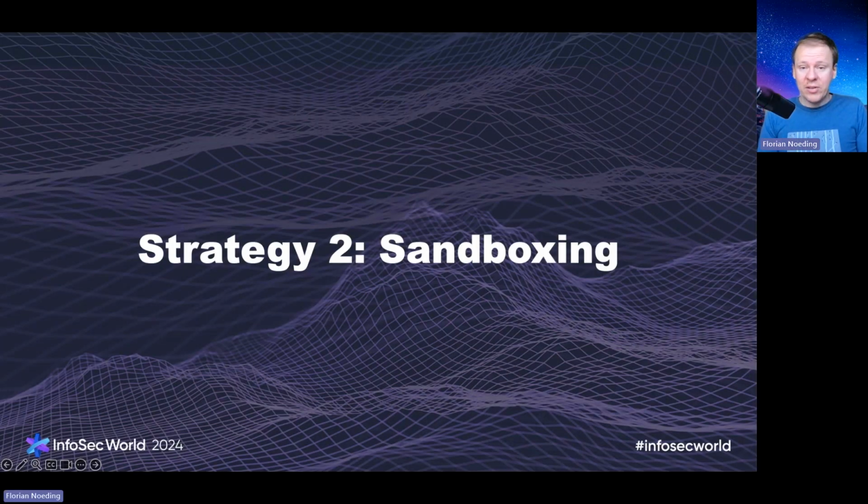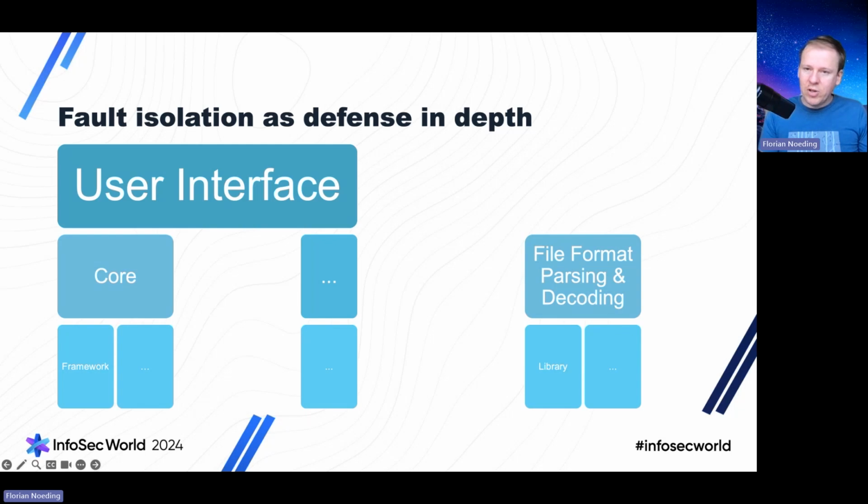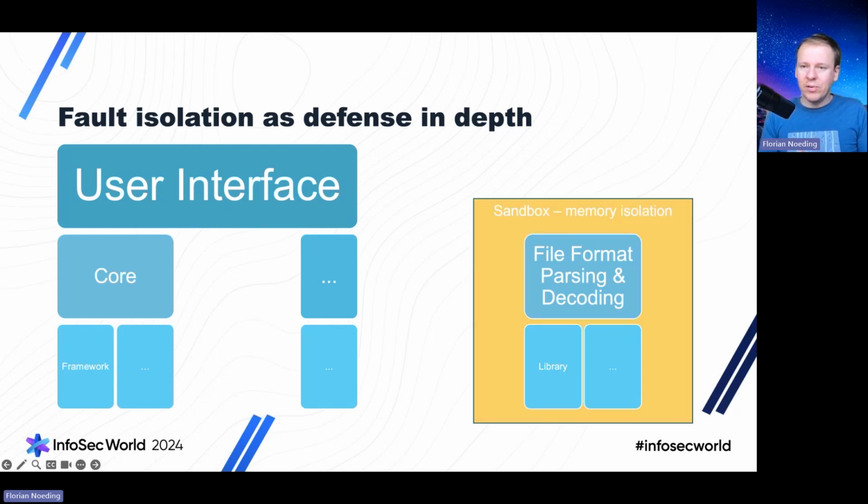So, second strategy, sandboxing. The idea here is to do fault isolation as defense in depth. So when we take, again, this file format parsing and decoding, the basic idea is let's move it out of the host application into a sandboxed area. And sandbox in the sense that we have memory isolation, because if the memory space of the host app and this part are distinct, a memory safety issue is much less harmful because, well, you can't access the data of the host application. And if you combine that with limited privileges, well, getting out of that sandbox is probably kind of hard.